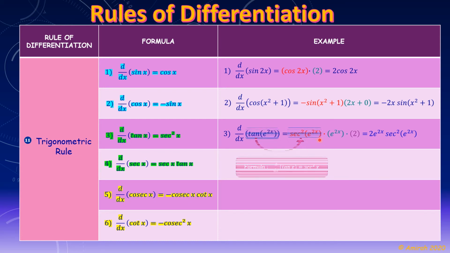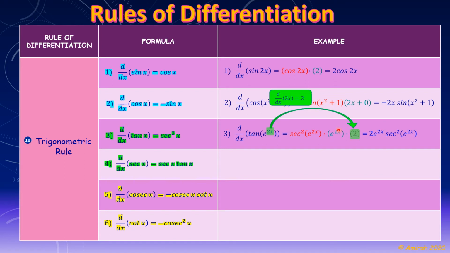And after that, we need to differentiate e to the power of 2x. We refer to the formula: the derivative of e single x is e single x. So when we differentiate e to the power of 2x, it becomes e to the power of 2x. And after that, we need to differentiate 2x. When we differentiate 2x, the answer is 2.